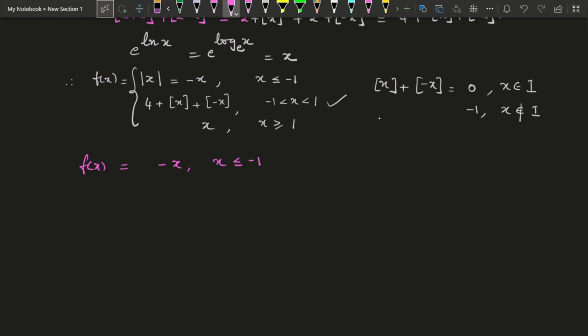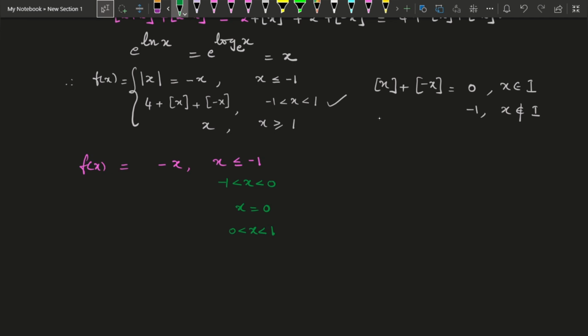Why? Because at x equal to 0, the integral part of x plus the integral part of minus x is 0, because 0 is an integer. For all other values of x, it is obviously a non-integer. So I am going to break this interval: minus 1 less than x less than 0, x equal to 0, as well as 0 less than x less than 1. Okay, so break this interval at 0.